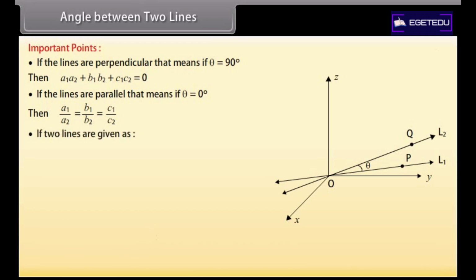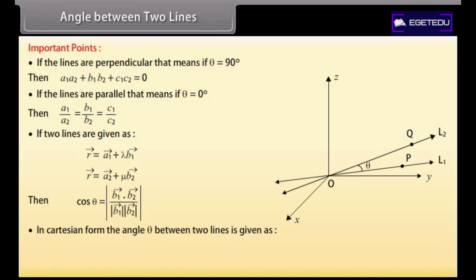If two lines are given as vector r equals vector a1 plus lambda vector b1, and vector r equals vector a2 plus mu vector b2, then cos theta equals the modulus of vector b1 dot vector b2, divided by modulus of vector b1 into modulus of vector b2. In Cartesian form, the angle theta between two lines is given as cos theta equals the modulus of A1 A2 plus B1 B2 plus C1 C2, divided by the square root of A1 square plus B1 square plus C1 square, into the square root of A2 square plus B2 square plus C2 square.